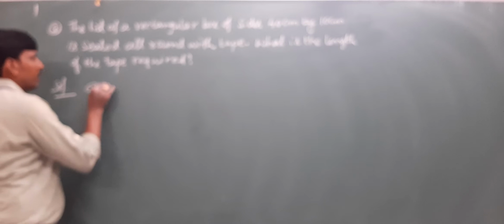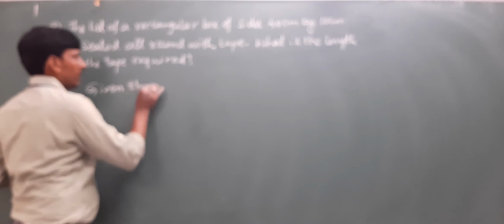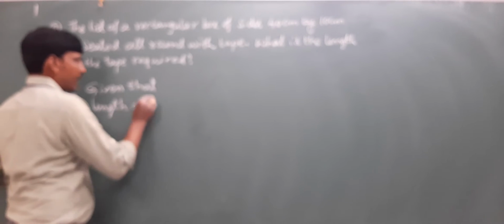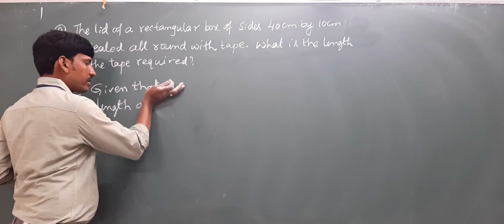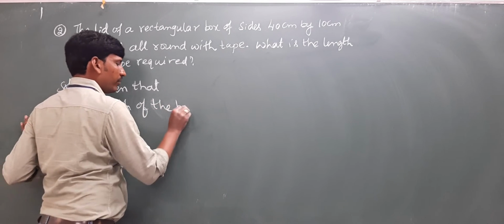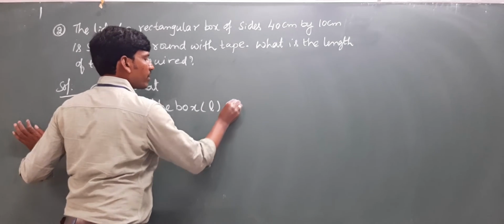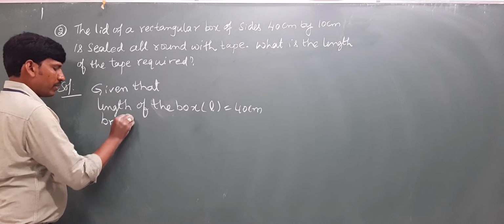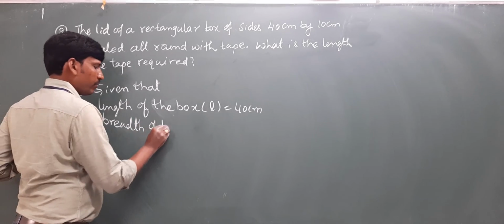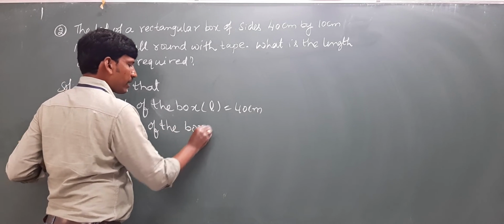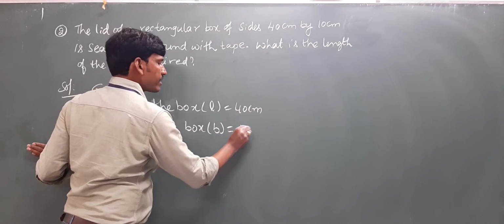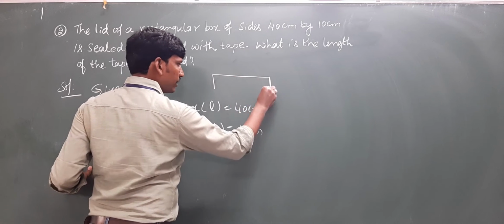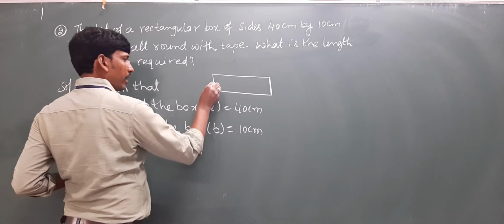Okay, now given that the length of the box, L, is equal to how much? 40 centimeters, and the breadth of the box, which box is it? Rectangular box, is equal to how much? 10 centimeters. So see, this is the box, rectangular box.